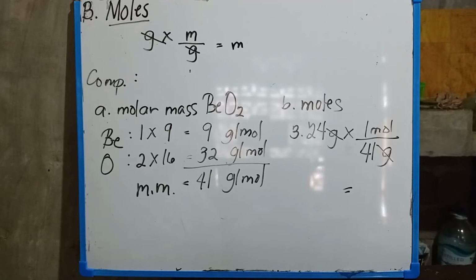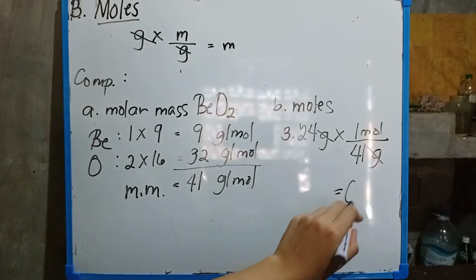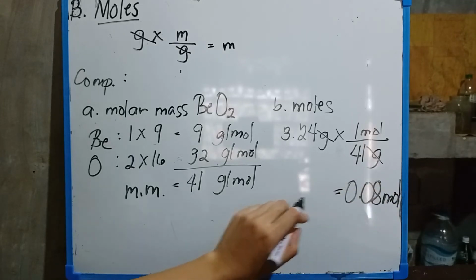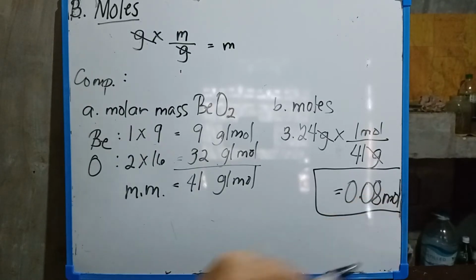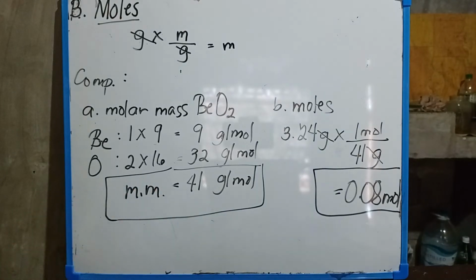So 3.24 divided by 41. So our answer is, yes, it is 0.08 mole. So that is our mole for the beryllium dioxide. So our unit is mole. So do not forget, class, to really write the unit of your final answer. There's a tendency that your number is correct but the unit you used is wrong.